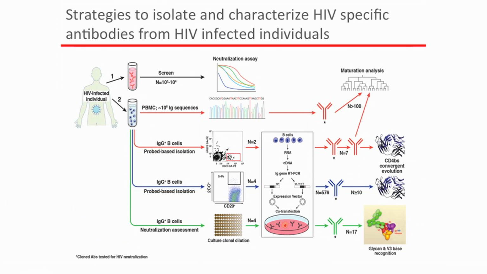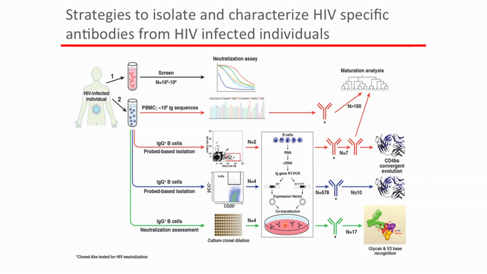This is another schematic showing the strategy to isolate and characterize HIV-specific antibodies from infected individuals. First off, you have to do a neutralization assay to find out if the individual you're looking at actually has any neutralizing antibodies. You can then sequence the whole of the B-cell repertoire and pull out sequences that you predict will bind to HIV. Or you can use probe-based techniques. This is how we found VRC01, by using a mutant VRC01 which is mutated in the CD4 binding region. You can do direct analysis. We've been doing this for flu, where you can just pull out your probe of choice and your CD20, and then you can sort single cells and do just plain old Sanger sequencing.